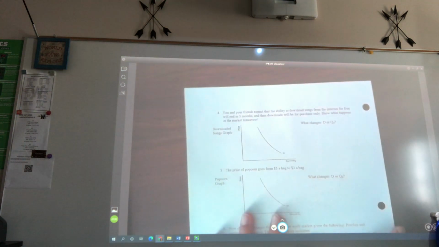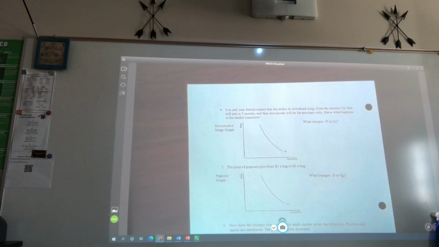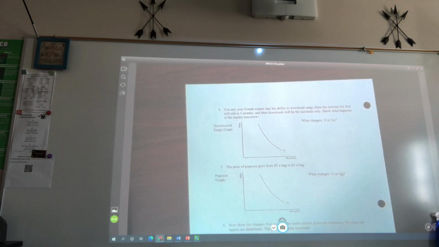Okay, so you and friends expect the ability to download songs from the internet for free will end in 3 months, and the downloads will be for purchase only. So what happens to the market tomorrow? Piracy. Demand. Okay, will it increase because people stock up?